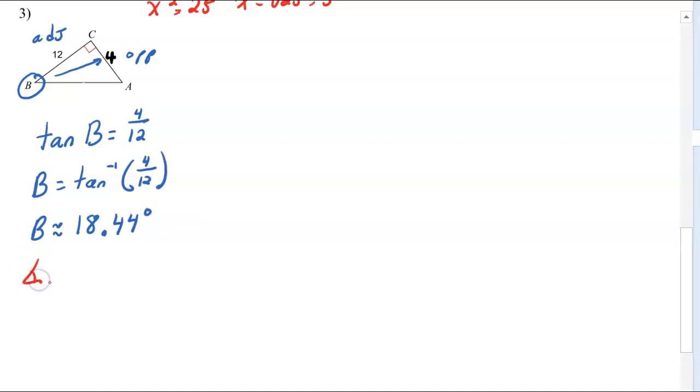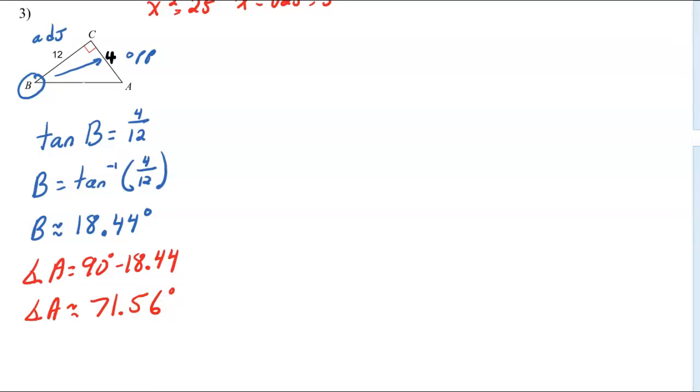Again, angle A and angle B add up to 90 degrees. So angle A is 90 minus 18.44. So I'll get angle A is approximately 71.56 degrees. And the last thing we need to do is find the missing side, meaning we need to find AB.